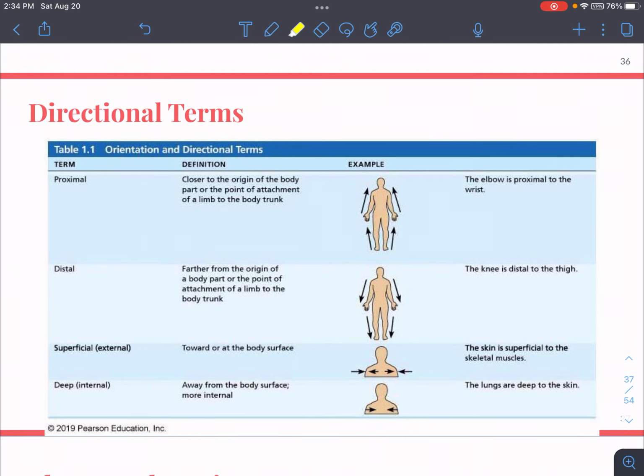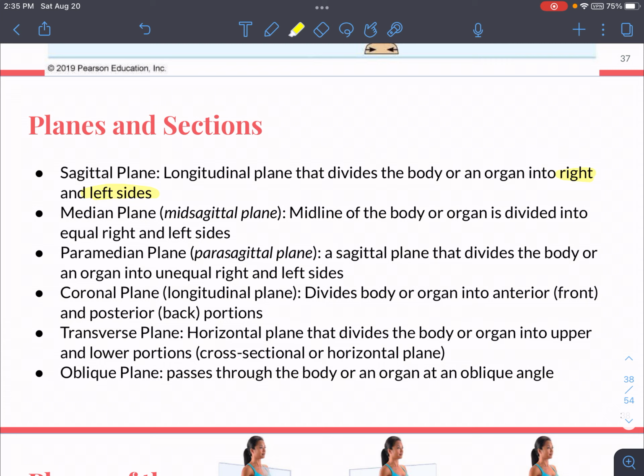We have a median plane, where the midline of the body or organ is divided into equal right or left sides. So we have that, or it's a mid-sagittal plane. We have a paramedian plane or parasagittal plane. It's another word for it. It's where that right or left side divides the body, but it's unequal. So you cut more towards the right side or more towards the left side.